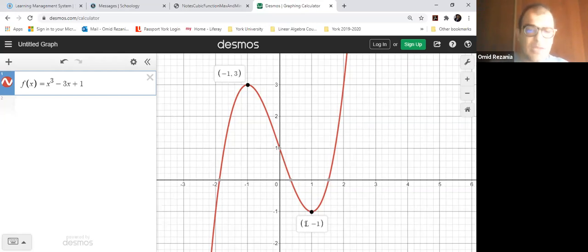You simply plug 1 into this equation, it becomes 1 minus 3 plus 1, which becomes -1. And you want to find the value of the function for -1, plug -1 there, and you get it to be 3. It's very easy to find the corresponding value along the y-axis for these critical points. Extremely easy. But look at these ones.